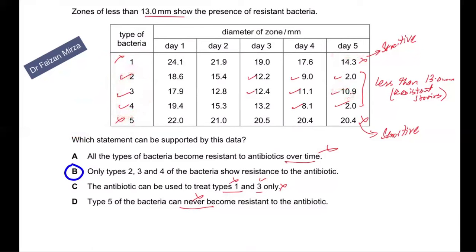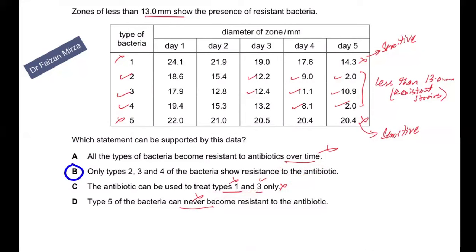They do carry resistance. Which statement can be supported by this data? All the types of bacteria become resistant to antibiotic over time? Maybe yes, but not supported by this data at least. Only type 2, 3, 4 bacteria show resistance to antibiotic. Yes, because they are the only ones whose diameter was less than 13 millimeters. The antibiotic can be used to treat type 1 and type 3 only. No, there's no such relevant information.